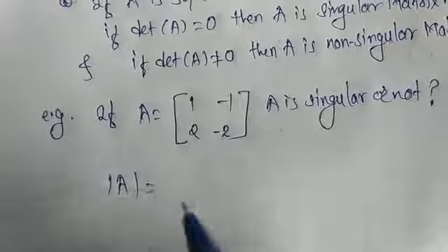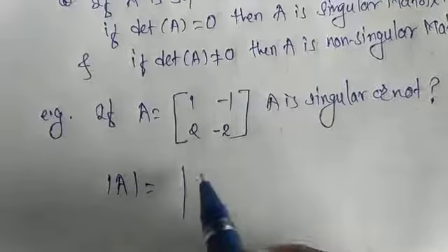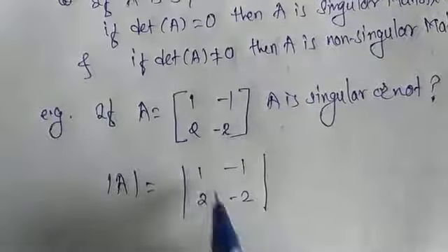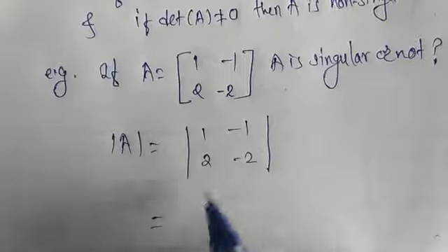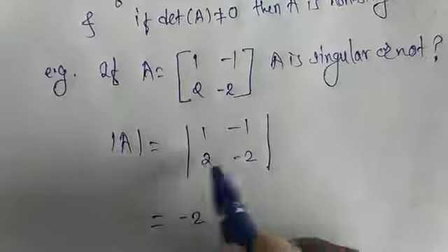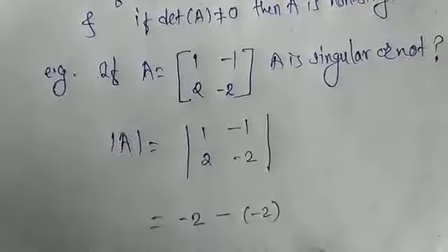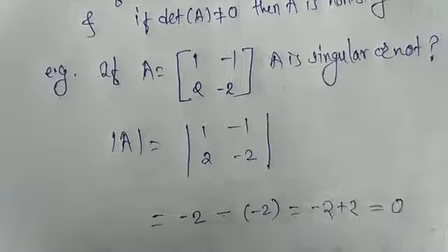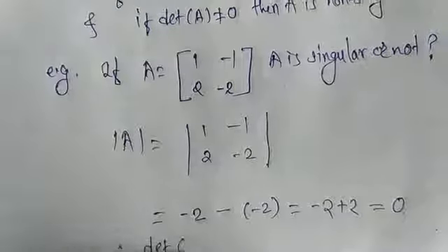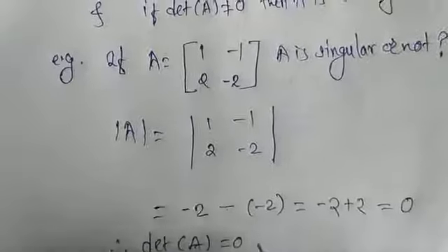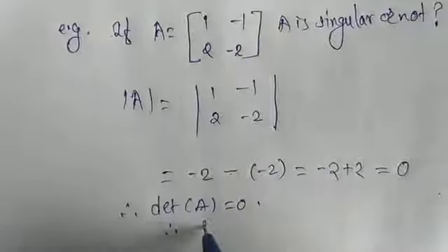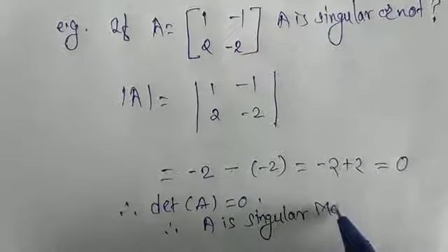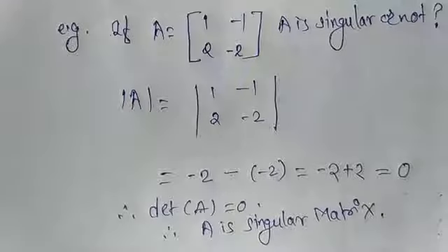So determinant of A is equal to the determinant of [1, -1; 2, -2], which is equal to 1 into -2, that is -2, minus of 2 into -1, which is -2 minus (-2), that is -2 plus 2, which is equal to 0. Therefore, here determinant of A is equal to 0. Therefore, A is a singular matrix. Okay.